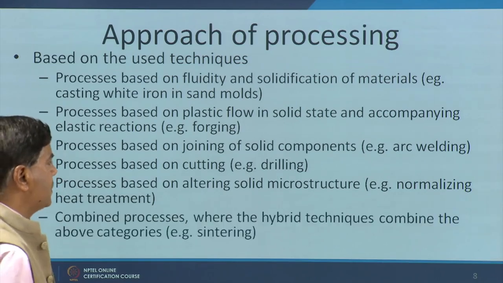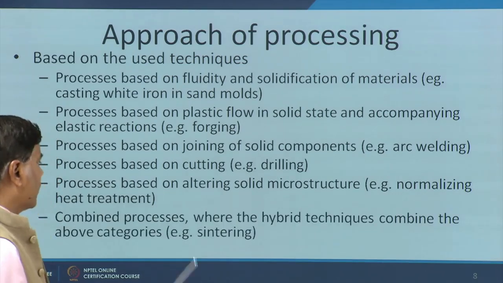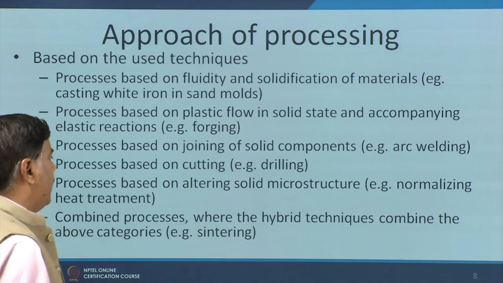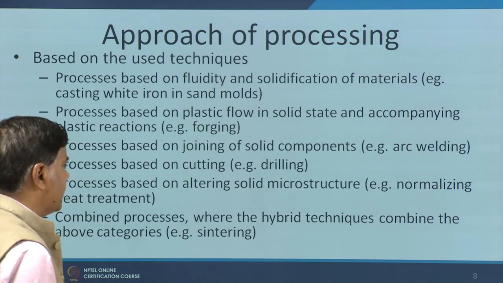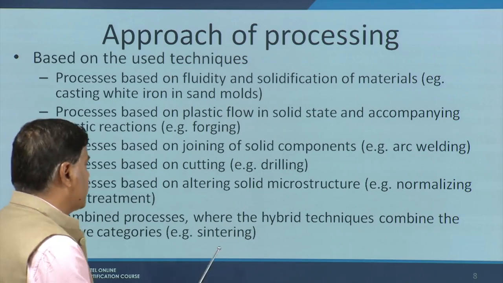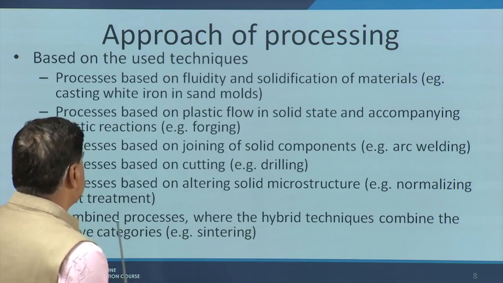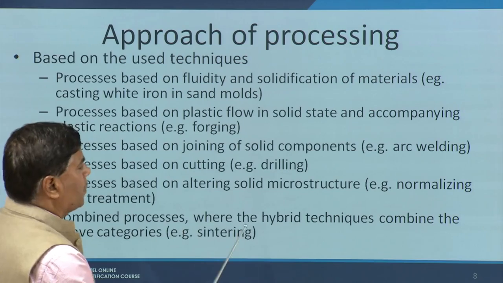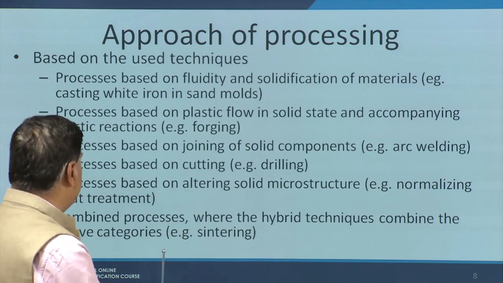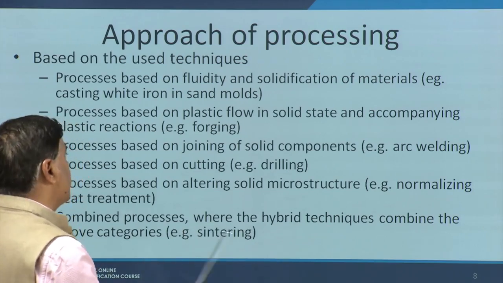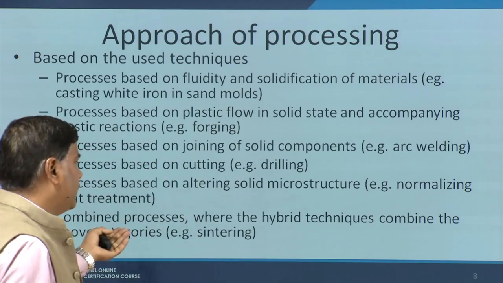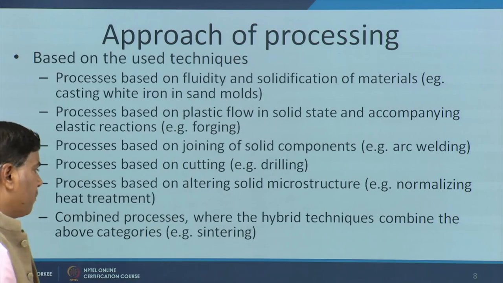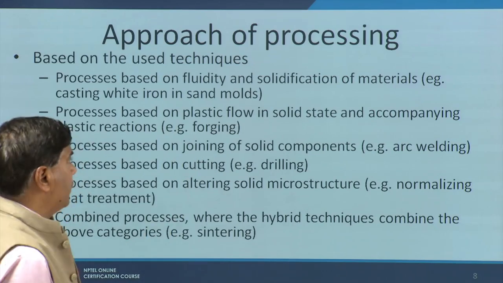It basically involves the heat treatment processes or the combined processes where different approaches are used to get the desired size and shape, and sintering is one of the examples. For example, the combined processes where hybridization techniques are used. This hybridization may involve one or more of these approaches to make the components.